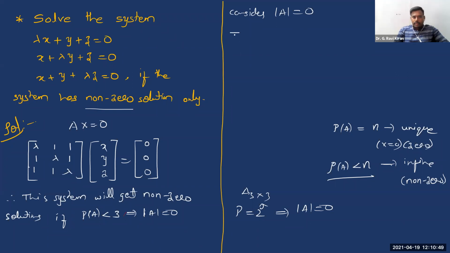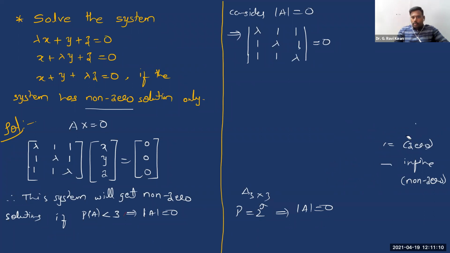So this implies, I'm just taking matrix A here: lambda 1 1, 1 lambda 1, and here this is 1 1 lambda. And now I'm equating this determinant to 0. See, while evaluating the determinant, we know we can evaluate the determinant about any row or any column. But here, let me take the determinant about the first row. So using the first row, let me evaluate the determinant like this.